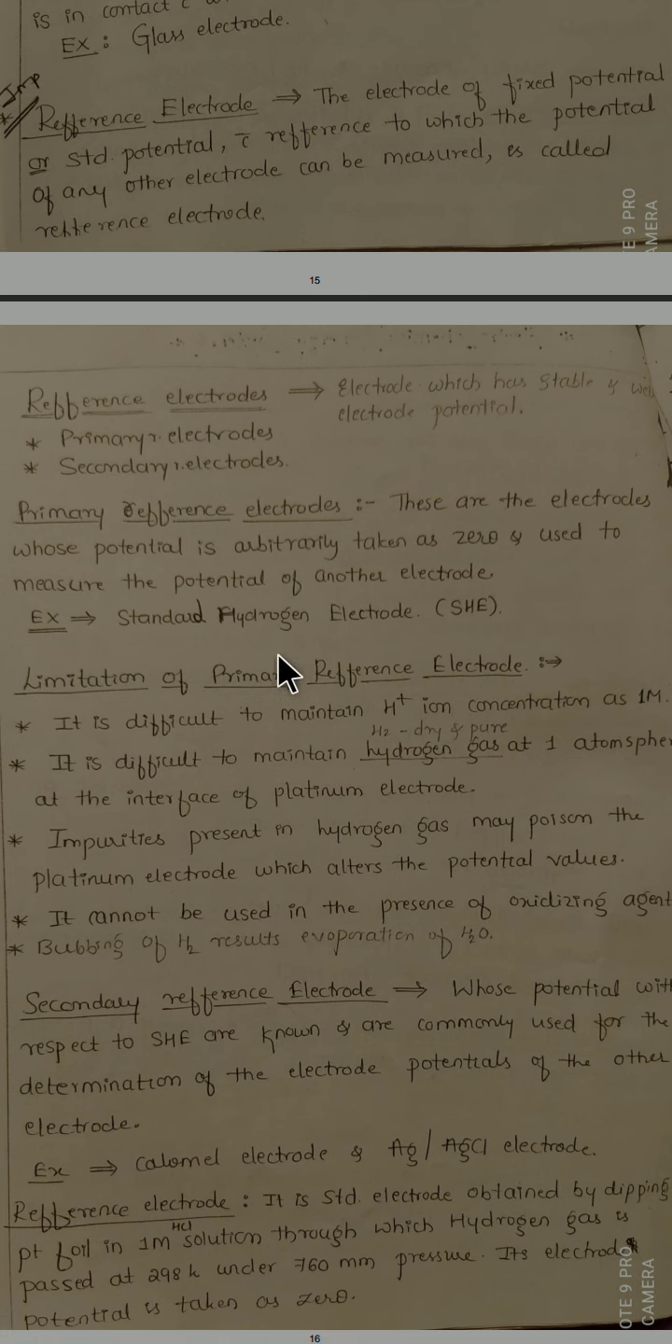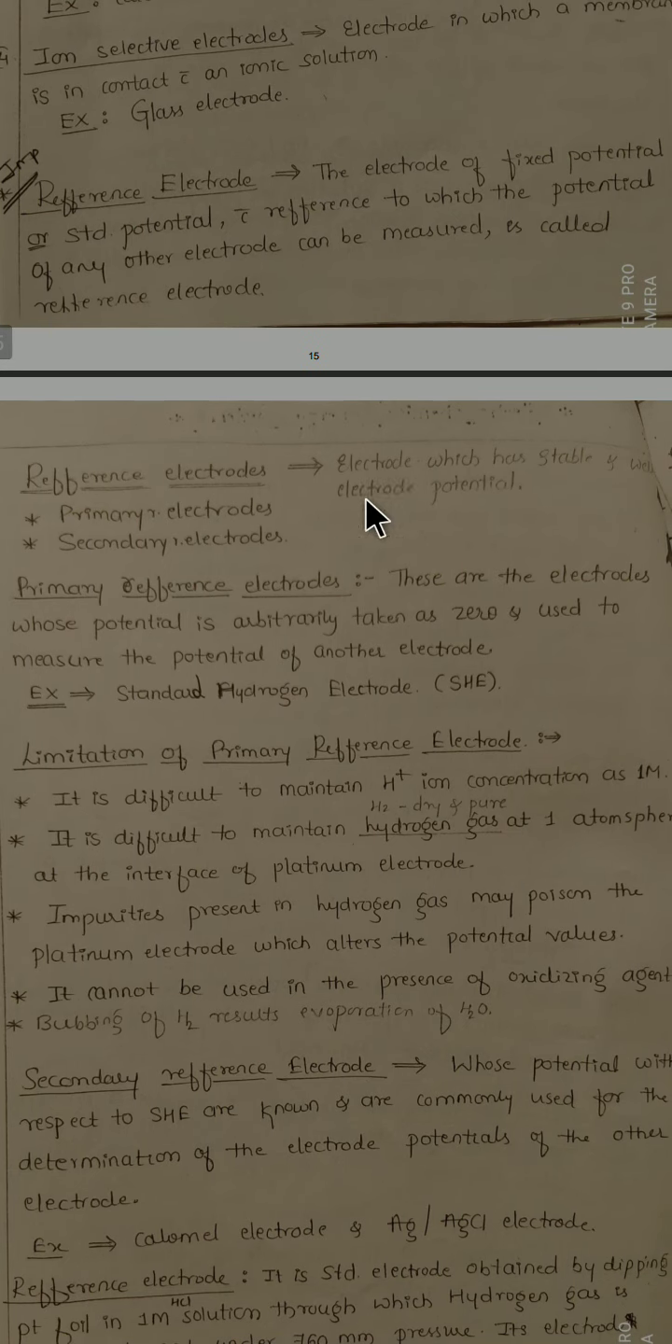Now come to the reference electrode. Reference electrode means, as the title is telling, reference. Reference means you can tell that it is a fixed one. Here the electrode of fixed potential or standard potential, with reference to which the potential of any other electrode can be measured, is called a reference electrode. Here you are going to keep one electrode as a reference whose value is fixed, and you are going to find the potential of the other electrode.